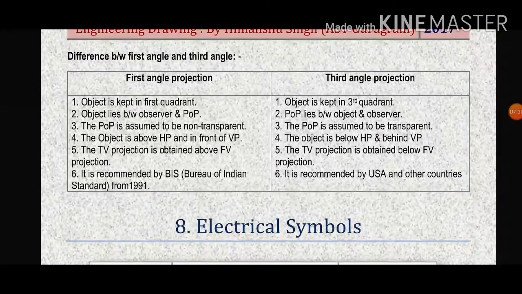Fifth point, in first angle projection the TV, meaning top view projection, is obtained above the front view projection. Means the top view is drawn above the front view projection. In third angle projection, fifth point, the TV projection is obtained below the front view, just opposite to first angle projection.